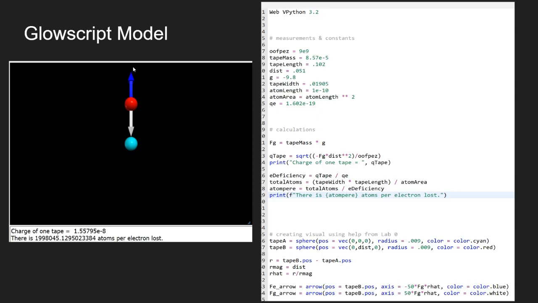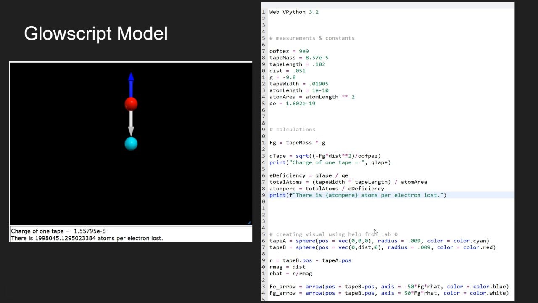This is the GlowScript coding model that I used to try and compare my experiment results. This is the output here on the left. On the right here is what I had for my code. Up here we have constants, 1 over 4 pi epsilon 0, the tape mass, length, etc. And then we use those constants to do some calculations, finding the force of gravity, the charge of the tape, in which I output that charge of the tape here, and then all of those atom calculations we talked about before, and then I print that there.